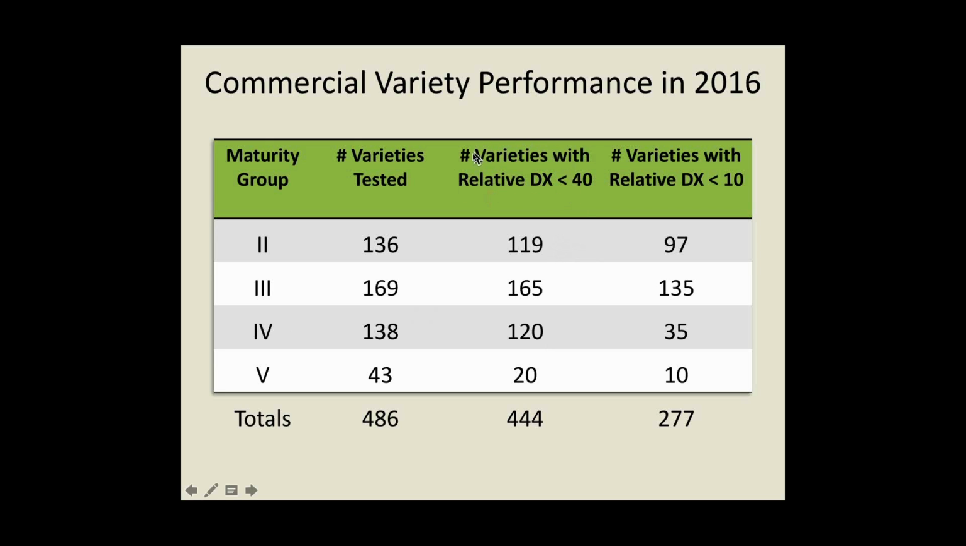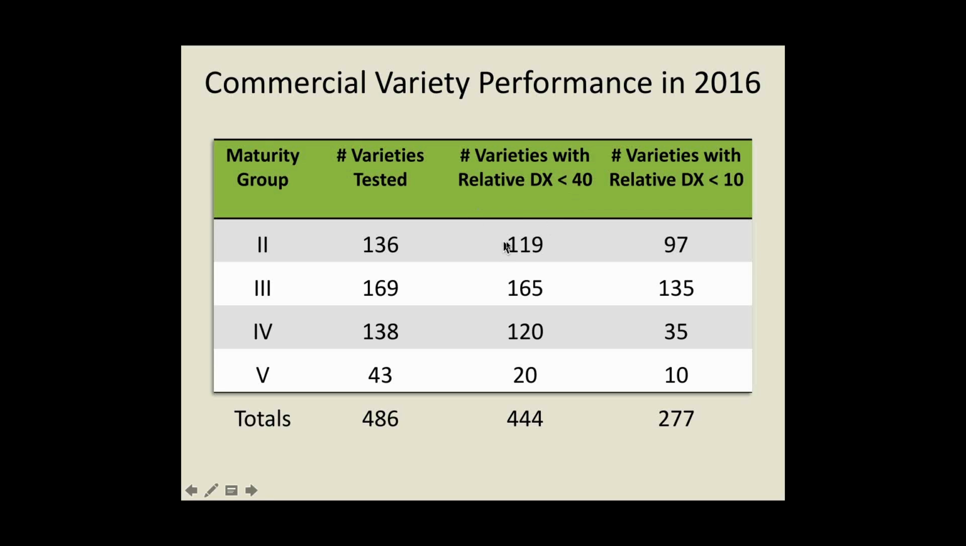This first category here is the number of varieties with a relative DX of less than 40. We've always used this as a pretty good marker for a variety that's got a pretty good level of resistance. We would be comfortable recommending varieties with this. They're still going to get disease, and you're still going to have yield losses. But for a long period of time, this was about as good as we could do in terms of deploying resistance. This would indicate the varieties would have either 40% or less of the disease that you would see in those susceptible checks that I was telling you about.